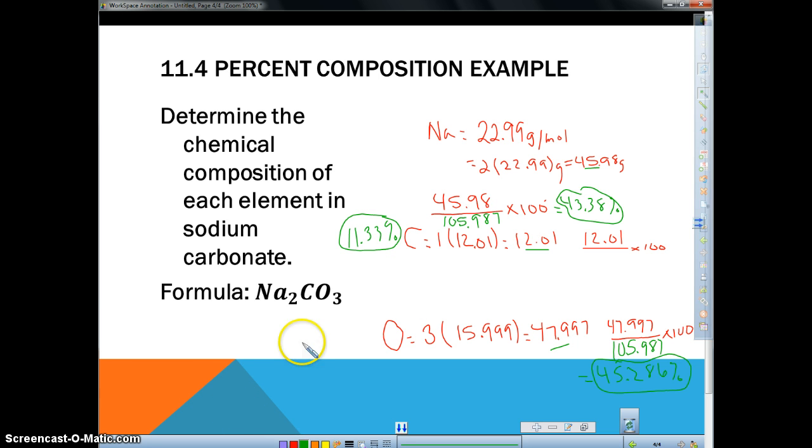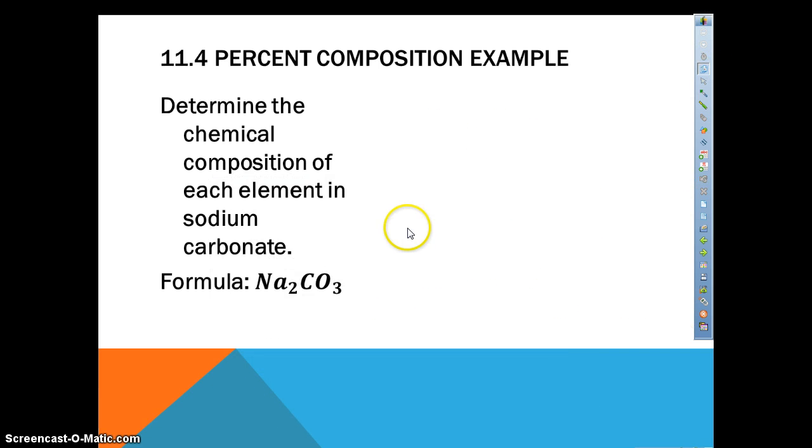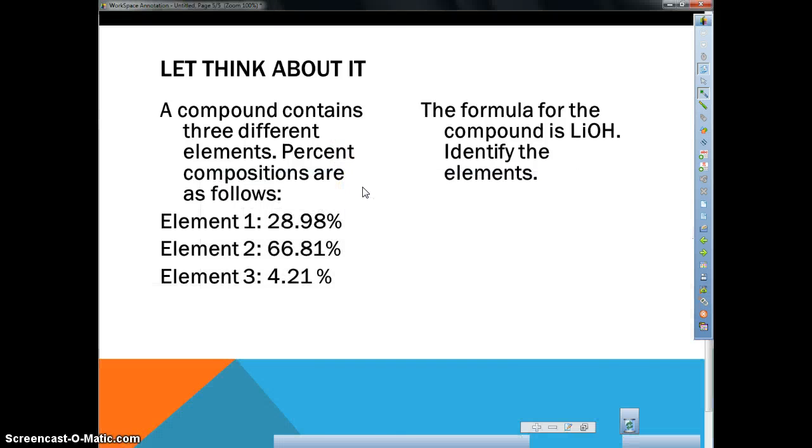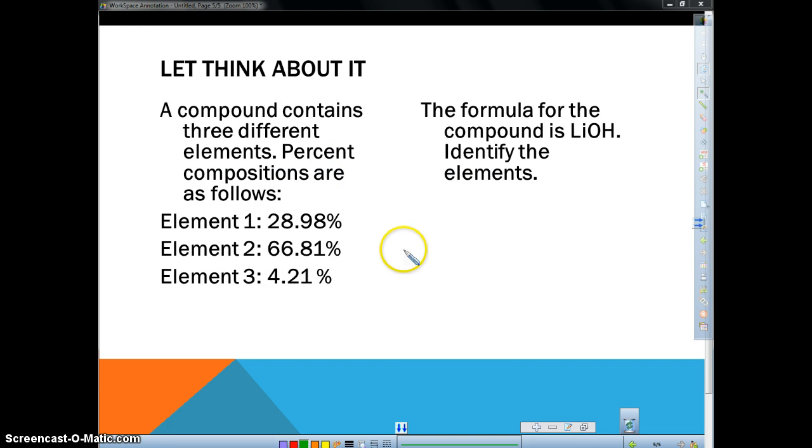So let's look at this in a slightly different way. We're going to calculate the same thing, but we're going to think about it slightly differently. So let's look at this problem. It says a compound contains 3 different elements. The percent compositions are given here, and the formula for the compound is LiOH, or lithium hydroxide. OH is hydroxide. It says identify the elements based on the percentages.